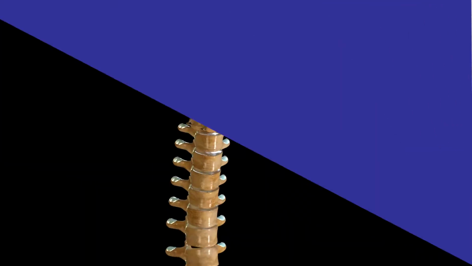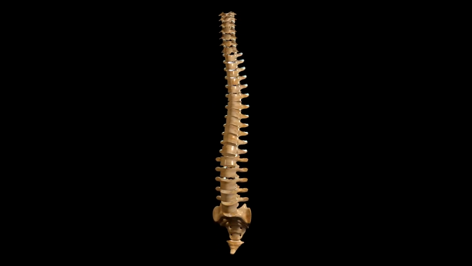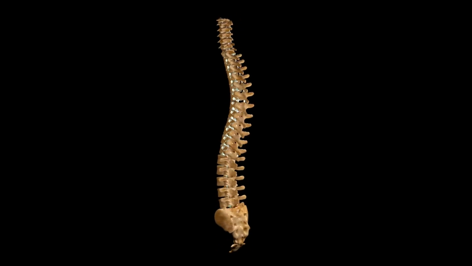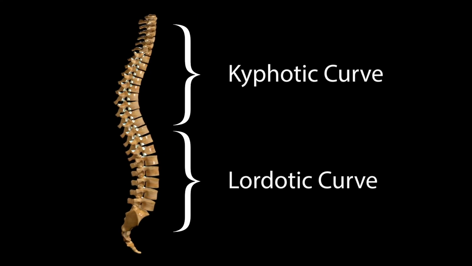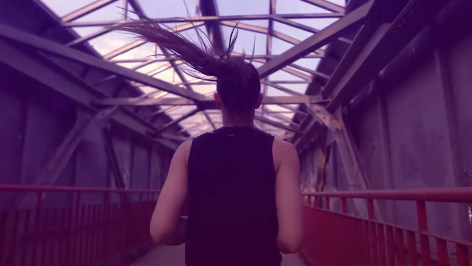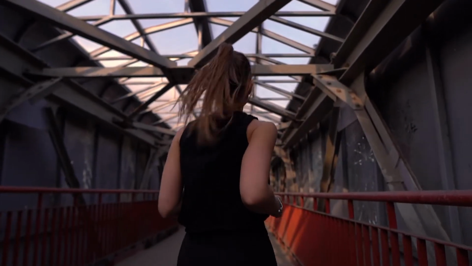In order to help stabilize and maintain the structure of the body, the human spine curves slightly at the neck, upper back, and lower back. These curves are known as the kyphotic curve and the lordotic curve, and they play a large role in supporting the weight of the head and aligning the torso properly over the pelvis.